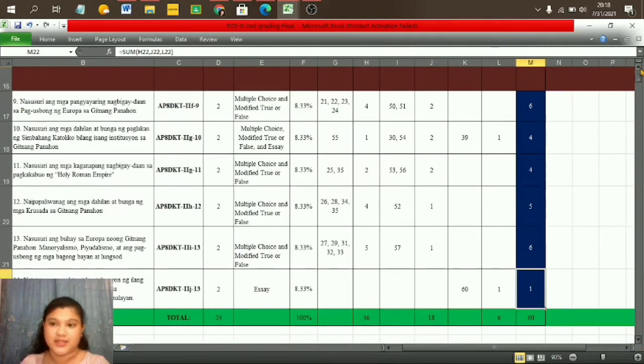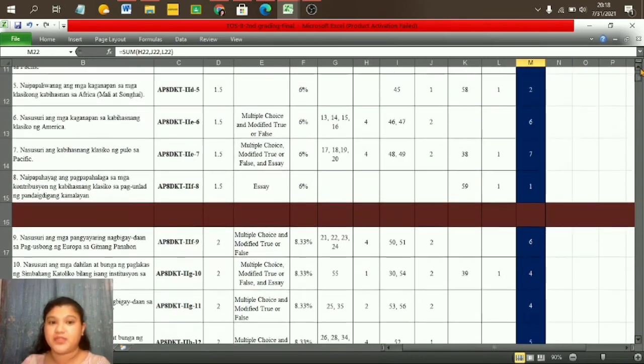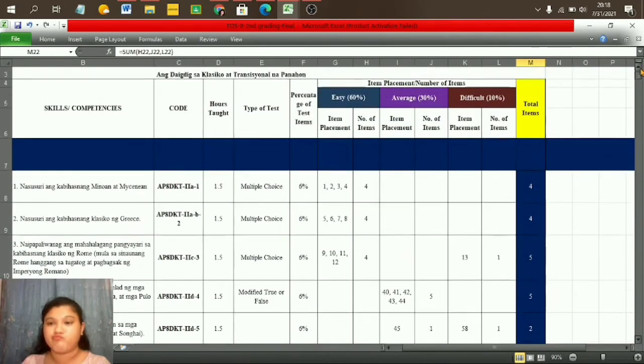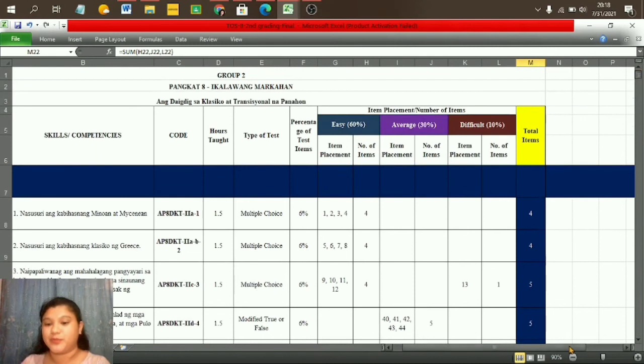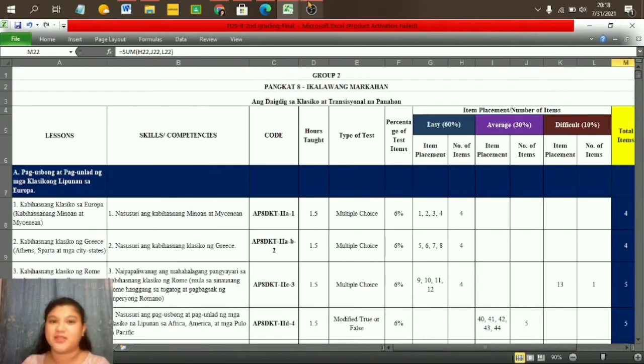So that's it for the examples of assessment blueprint. I hope you learned something, as much as I learned about this. So thank you.